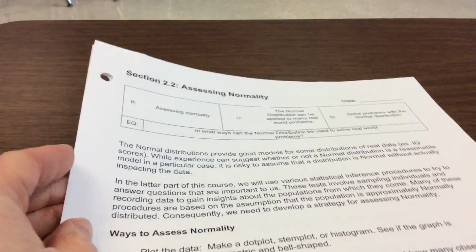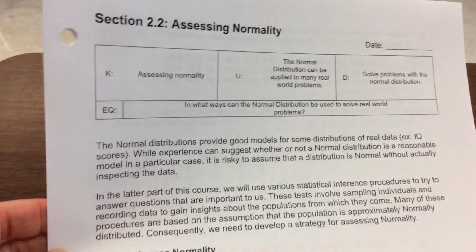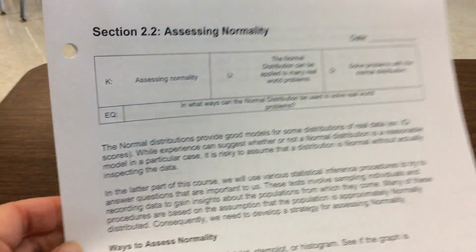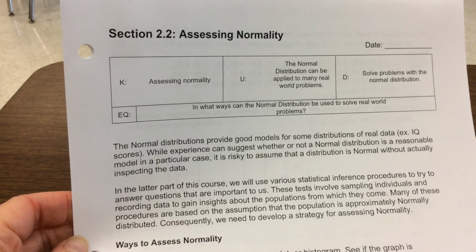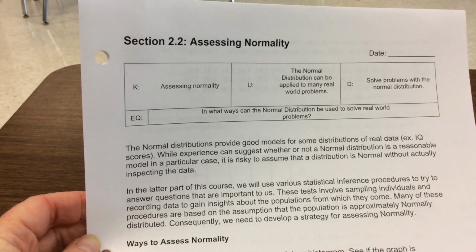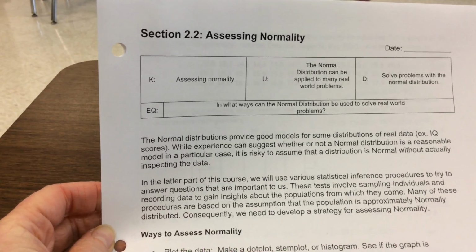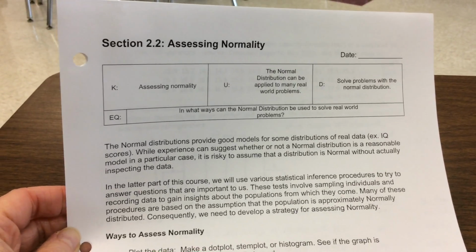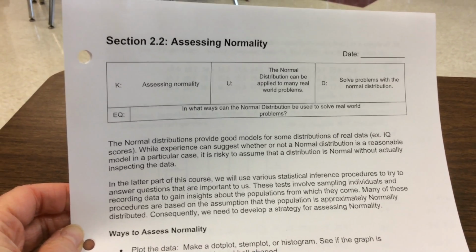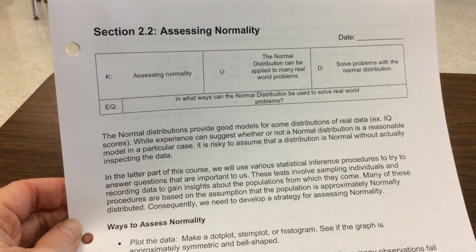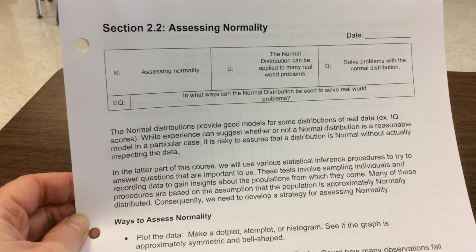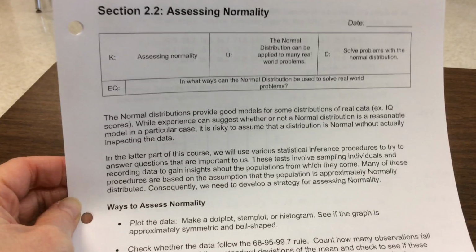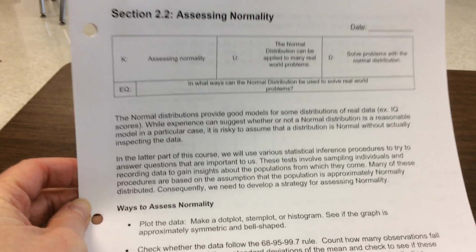All right, so we're going to look at assessing normality. The idea here is that as we go forward in the class, there'll be times where we need to know if our data is normal or approximately normal, and the problem might not tell us that. So we need a way to assess if data looks like it's normal, or if a sample looks like it could have come from a population that is normally distributed.